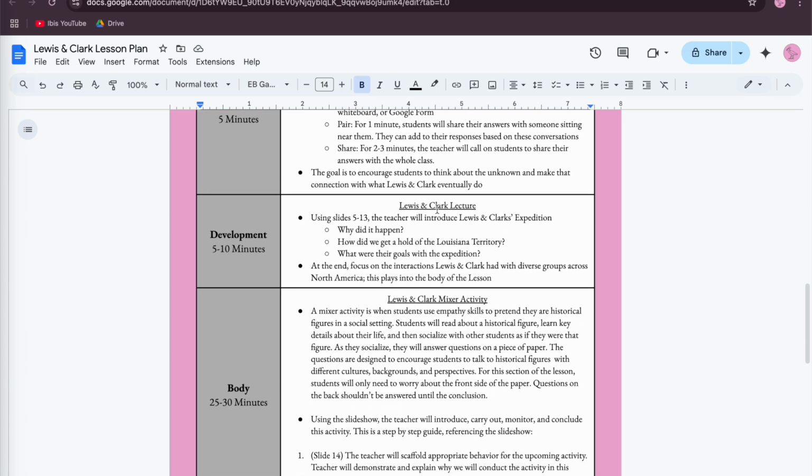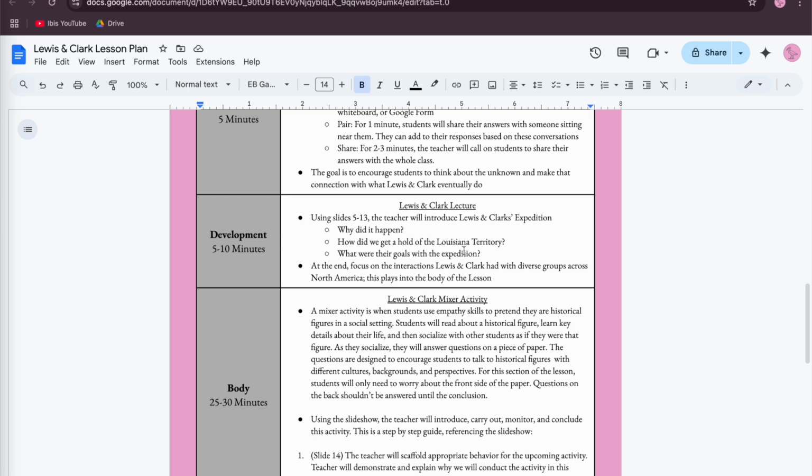As we go down here, we're looking at the Lewis and Clark lecture. Depending on your lecturing style, depending on your preferences, depending on your kids, you can spend some time on this and try to breeze through it to just introduce it very briefly. Or if you really want to get into it, you can spend maybe closer to 10 minutes, maybe 15 minutes talking about what's going on.